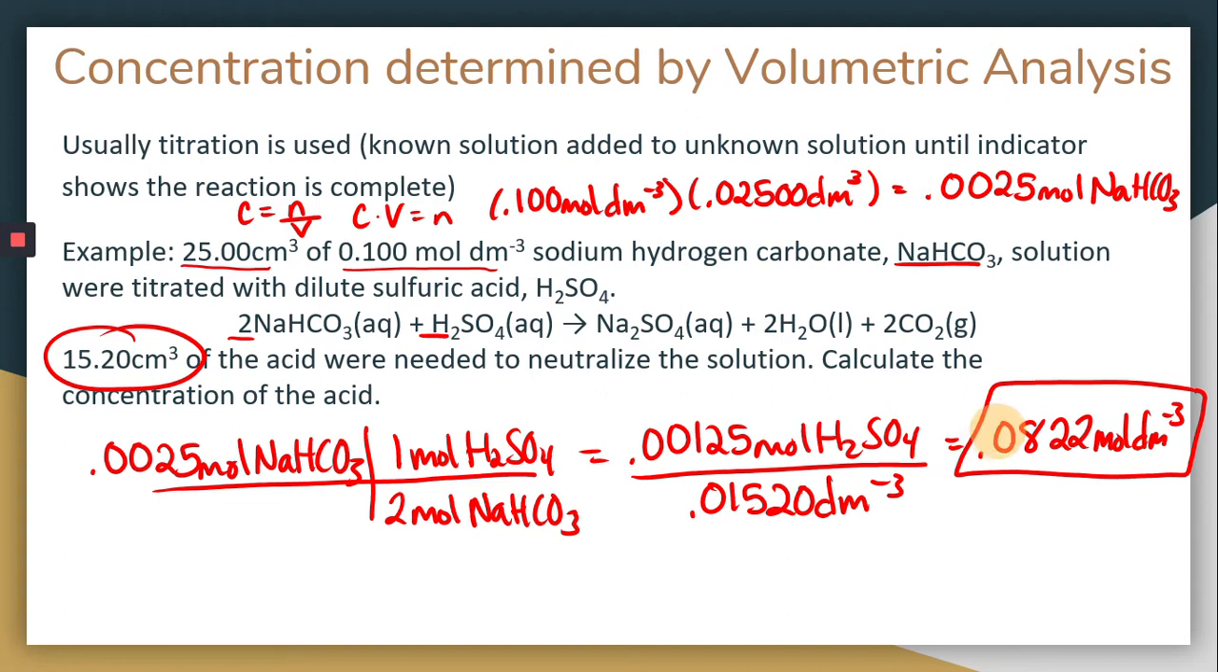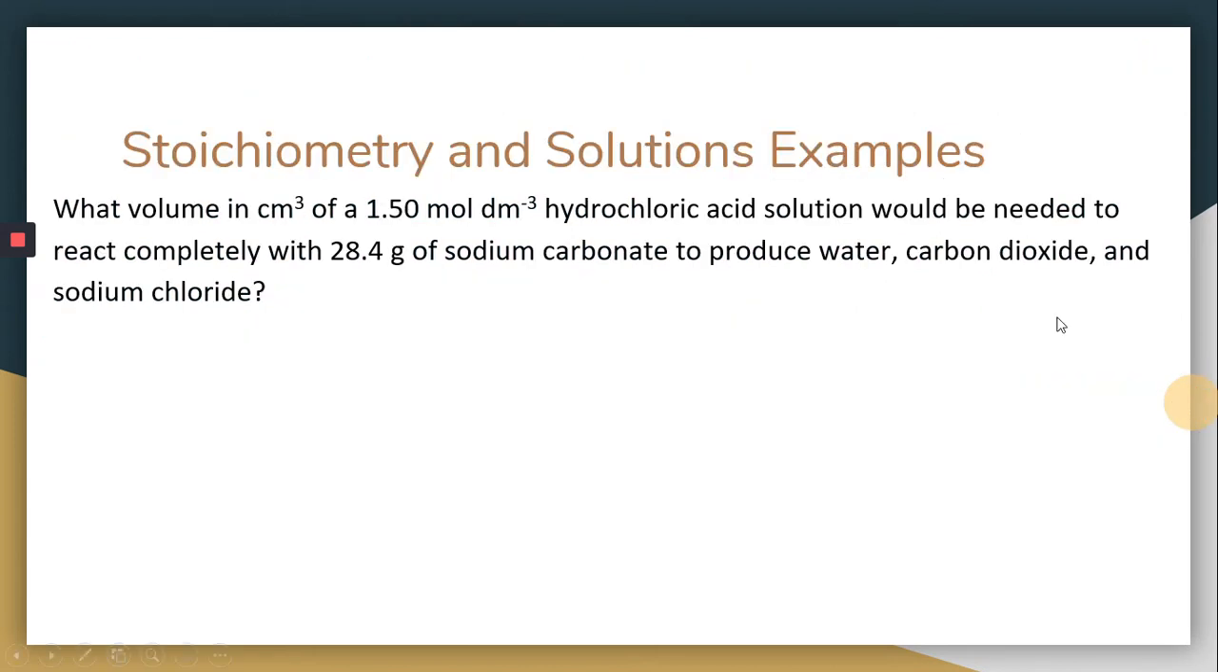So that's what volumetric analysis is: taking the concentration and volume of one substance, a balanced reaction, and the volume of another substance to find the concentration. And again, it's based on a titration, which we would be able to find when the moles of those two substances are fully reacted based on this indicator. All right, so let's look at another example.